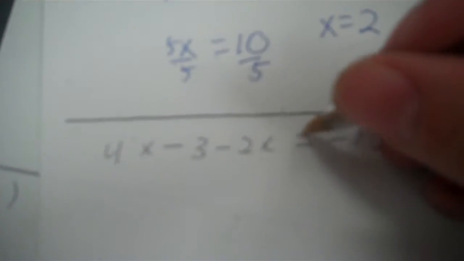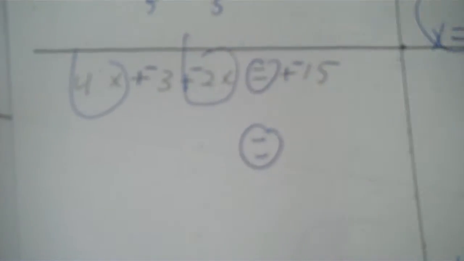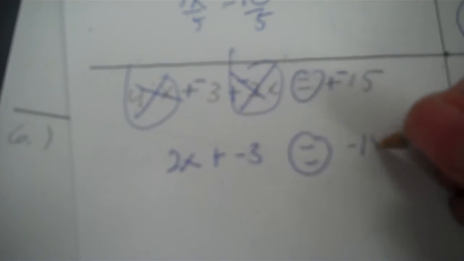Next up, 4x minus 3 minus 2x equals negative 15, finding what x equals. Here's my equals. I don't need the ones. Those are plus negative, though. So I box my x's up. They're on the same side, so we don't balance. Instead, we add the x terms together, and that's 2x. So it's 2x, I can cross those out, plus negative 3. And over here you got the negative 15.